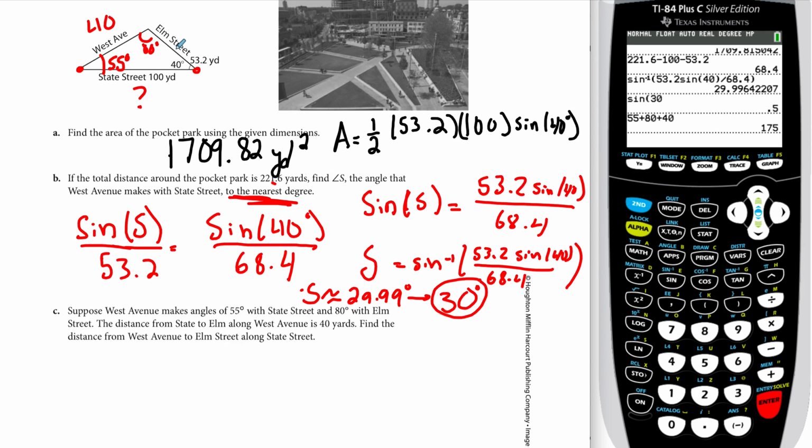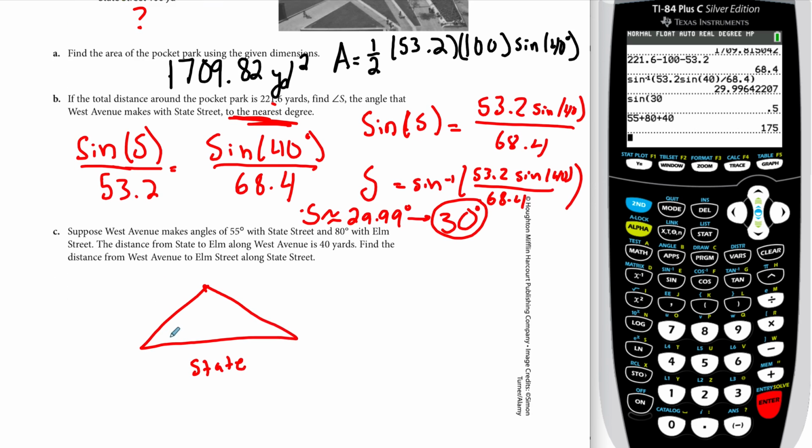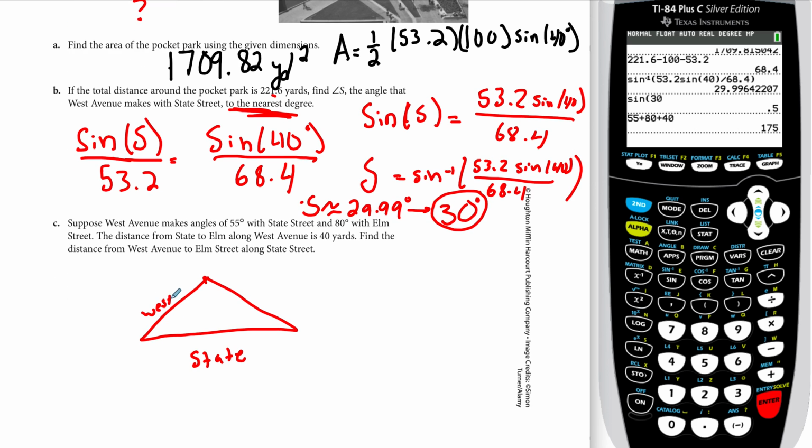Now, here's the thing. I think we're supposed to look at this a little bit differently, because it doesn't make sense to me that this would work out that way. So I believe they want me to set up a new triangle, because let's take a look at what this is. This is State, and we don't know the length of this. This is West, and this is Elm. So let's start with a blank slate and put in what we know. What we know is that West makes a 55-degree angle with State. So this would be 55.